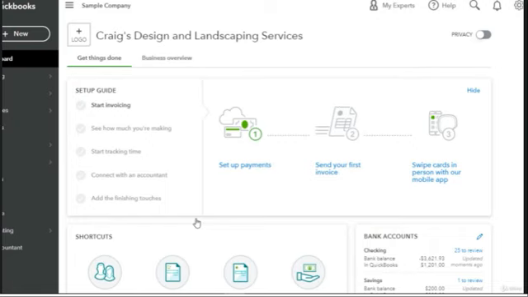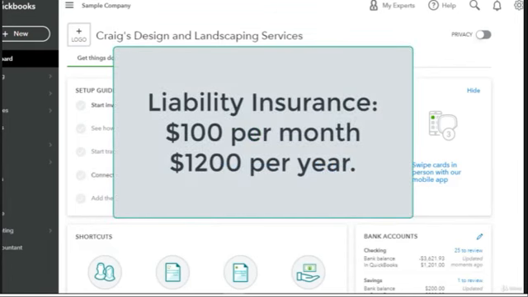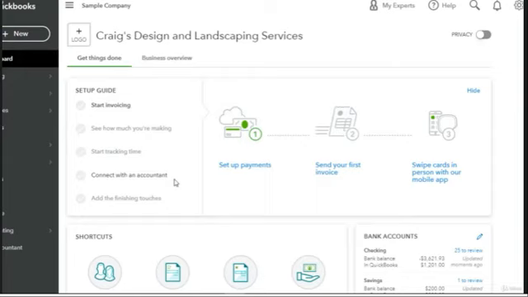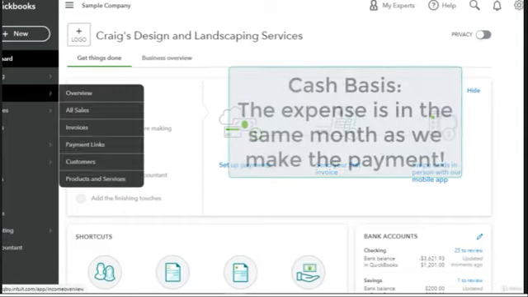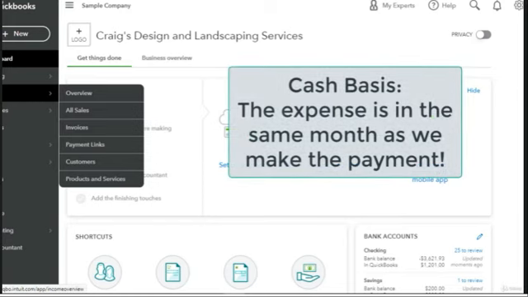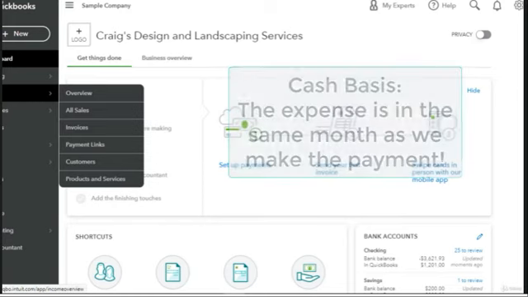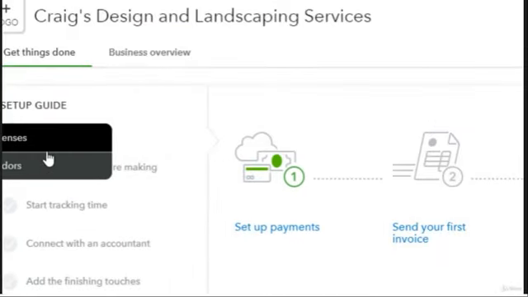So let's say we prepaid for our insurance for the year, and our insurance is $100 a month, but we decided to prepay for the entire year. Well, let's look at that situation from the cash basis and then look at it from the accrual basis. So if it's a cash basis, then it doesn't matter when we use the insurance, it just matters when we paid it. So we would just consider this an expense.